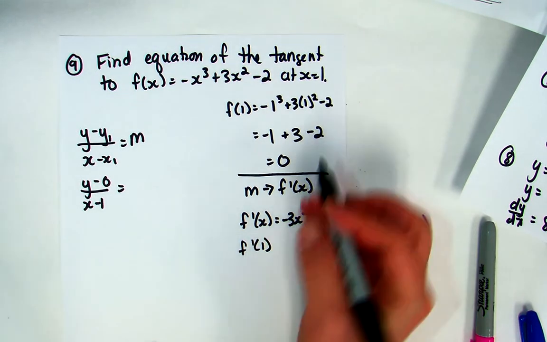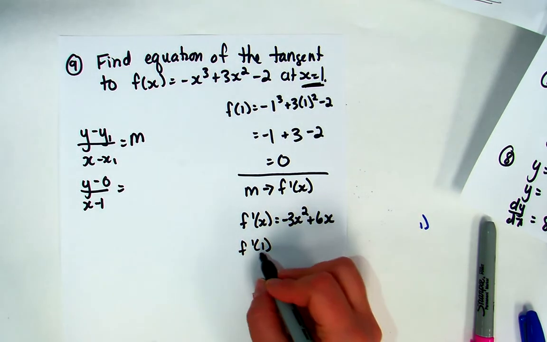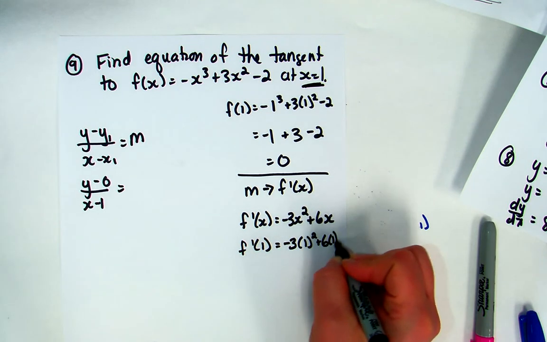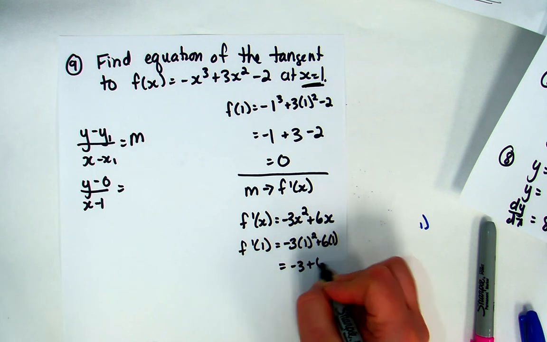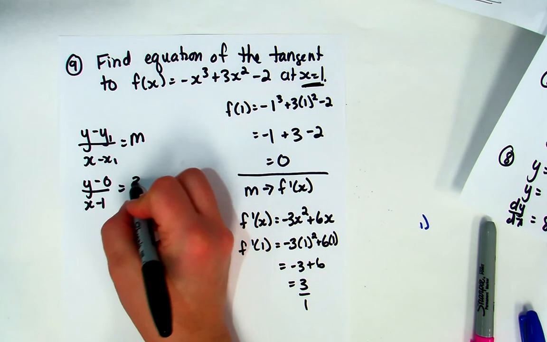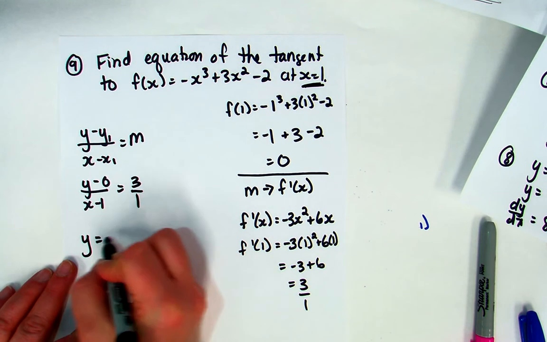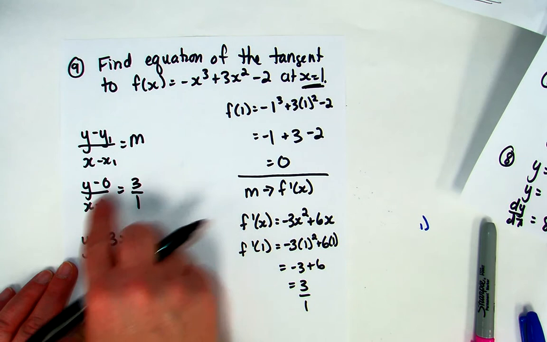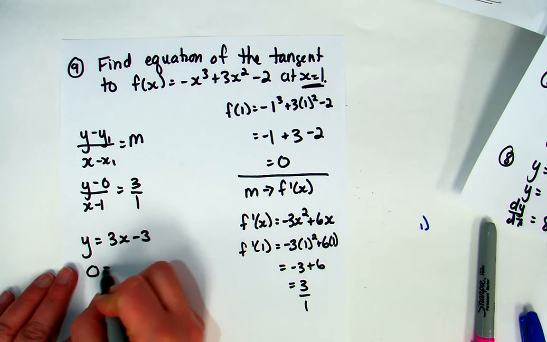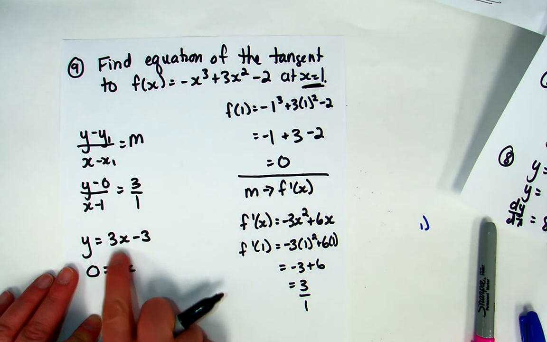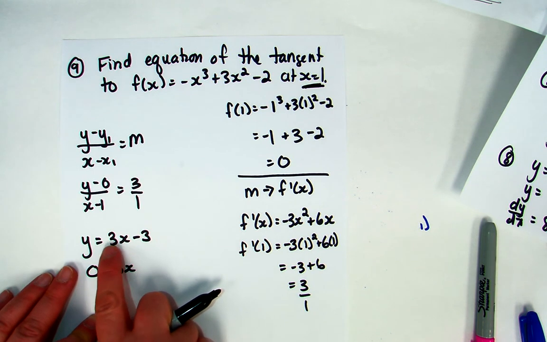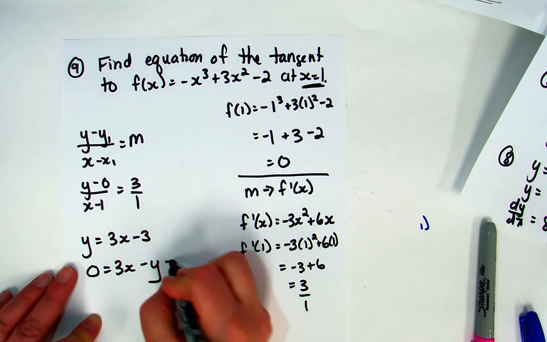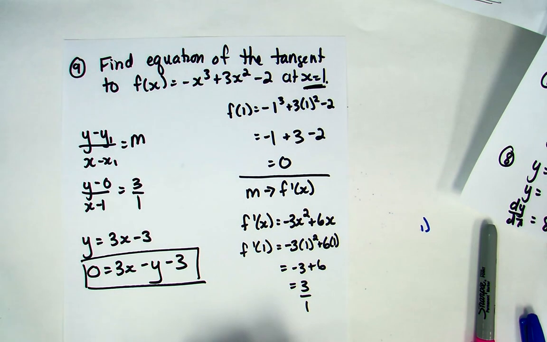And now to find a specific slope, because my point is 1, I'm going to figure out the specific slope at 1. So that's going to give me negative 3 times 1 squared plus 6 times 1, which is going to give me negative 3 plus 6, which is 3, or 3 over 1. I put that into my equation, and now I'm going to cross multiply. 1 times y, I don't need to do 1 times 0. 3 times x, 3 times negative 1. Then I write it in standard form, which goes the x term first with a positive coefficient, so that's why I flipped it. Then I'm going to do negative y, and then negative 3. So that is the equation of the tangent.